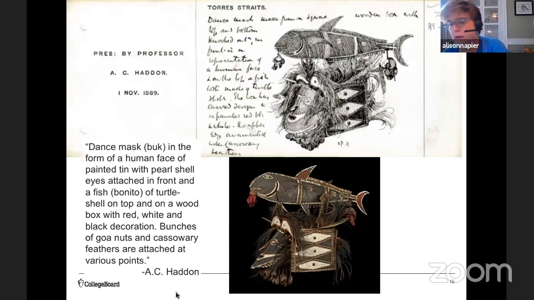I found this in my research. I found this original listing, a sketch by Haddon, because as he collected these things, he would make notes. So he makes some notes that, again, the goa nuts, the cowrie feathers attached at various points. There's some red, white, and black decorations, the geometric patterns, all of these adding additional layers of meaning and importance to the mask for the wearer and possibly the audience as well.